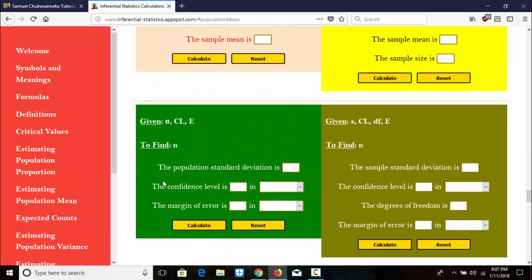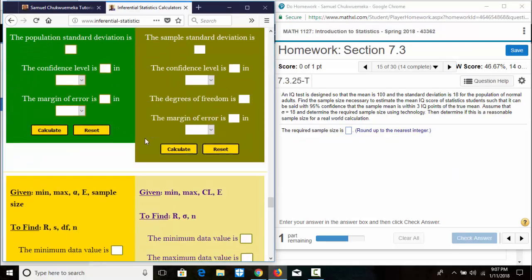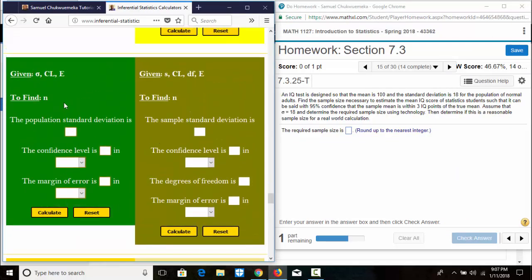So we look to find n. And they gave us the population standard deviation. See that? So we'll use this right here. They gave us the confidence level and then the margin of error. Okay. So we're going to use that. We're going to use this calculator here.